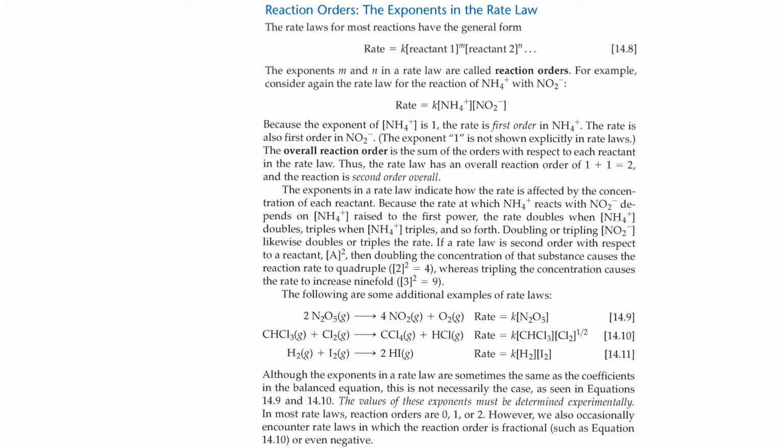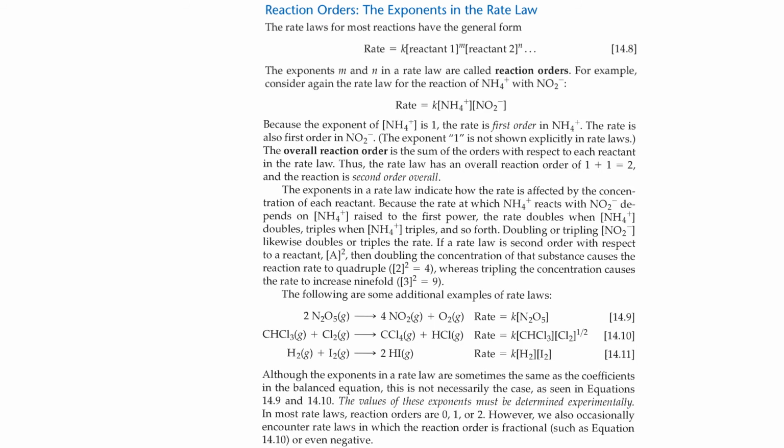order overall. The exponents in a rate law indicate how the rate is affected by the concentrations of each reactant. Because the rate at which the ammonium reacts with the nitrite depends on the concentration of ammonium raised to the first power, the rate doubles when the concentration of ammonium doubles, triples when the concentration of ammonium triples, and so forth. Doubling or tripling nitrite likewise doubles or triples the rate.